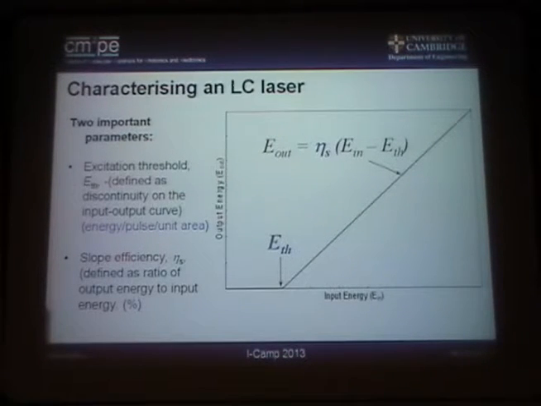Before I go on to discuss a little bit about improving the performance of the liquid crystal, with anything that we've done with these liquid crystal lasers, we've tried to characterize them in terms of two fundamental properties that characterize their performance. And that is the excitation threshold, which is basically the discontinuity in the differentials here. Not always easy to identify if it's quite a smooth transition. And the other term is the slope efficiency, which we usually quote in percentage. This is a typical laser term, and this is the ratio of the output energy to the input energy once you get above the threshold itself.